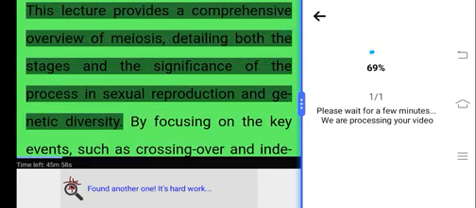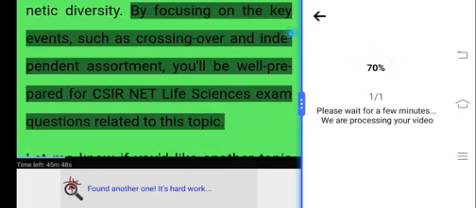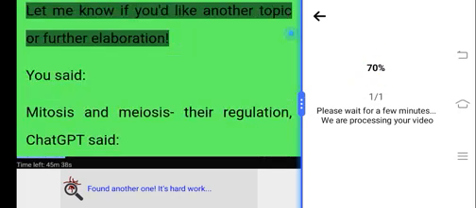This lecture provides a comprehensive overview of meiosis, detailing both the stages and the significance of the process in sexual reproduction and genetic diversity. By focusing on the key events, such as crossing over and independent assortment, you'll be well prepared for CSIR NET Life Sciences exam questions related to this topic. Let me know if you'd like another topic or further elaboration.